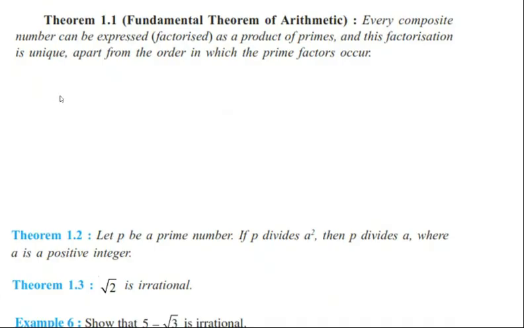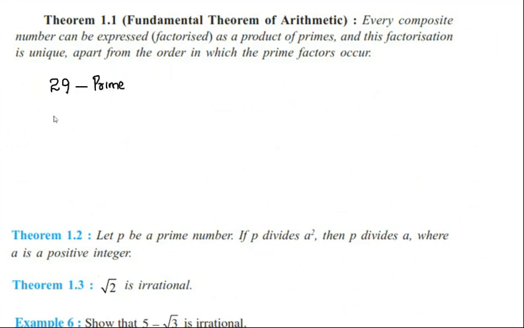Every composite number can be expressed as a product of primes. We'll take some composite number, say 29, okay? By which number is it divisible? No number. So it is not composite, it is prime.